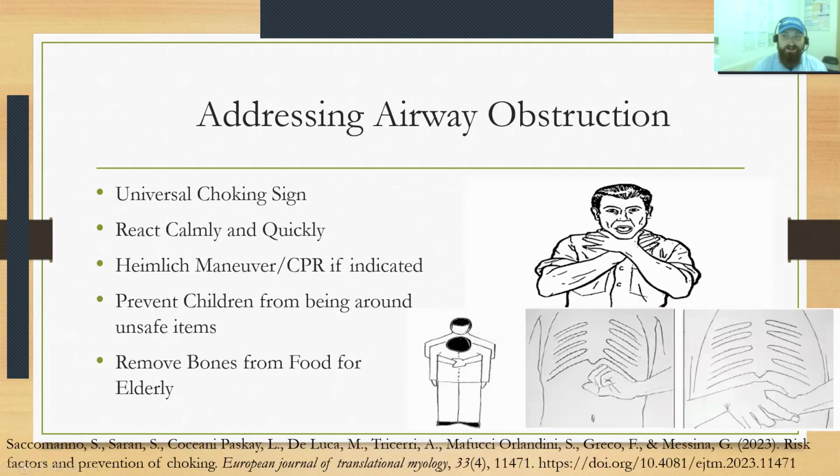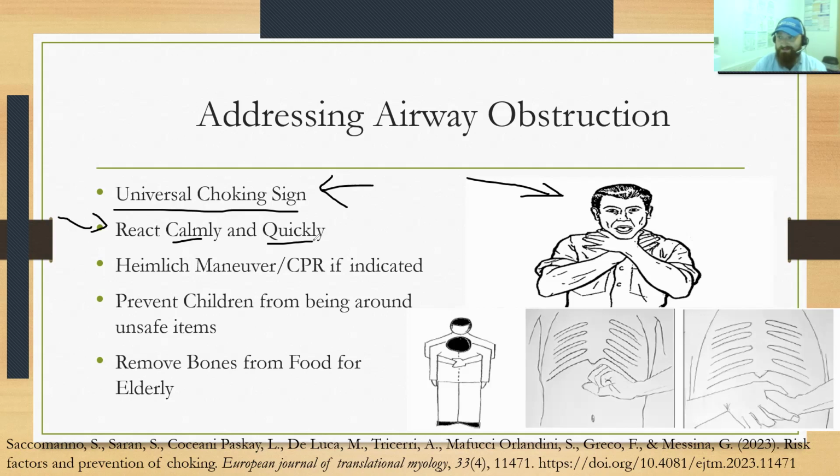How do we address an airway obstruction for choking? The thing I would like people to take away from this video is there is this thing called the universal choking sign. You see it in this graphic on the right here. It is both hands, not grasping, not choking, but kind of around the neck. That's a universal sign for, hey, I'm choking, I need help. Obviously, you want to react calmly, but you also want to be quick about it.